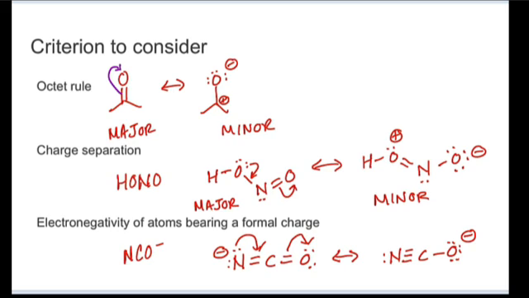So would we rather have a negative charge on a nitrogen, or a negative charge on an oxygen? Here's the thing. The criterion that we're looking at here is electronegativity of atoms bearing formal charge. If the formal charge is a negative one, we would like that to be on the most electronegative atom. If we looked at Pauling's scale of electronegativity, or we just remember the trend that electronegativity increases as we move upward and to the right on a periodic table, we could justify that this is the major resonance contributor, because oxygen is more electronegative than nitrogen. Here on the left, we have the minor resonance contributor.